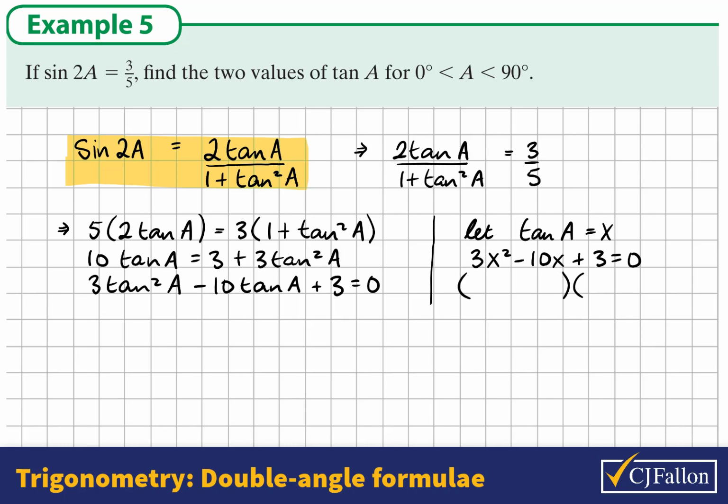So we'll factorize this expression to solve it. We see that the factors that work are going to be 3x minus 1 and x minus 3. So this gives us two solutions for x. So if 3x minus 1 was equal to 0, we'd have 3x is equal to 1 and x is equal to 1/3. The other solution, if x minus 3 was equal to 0, we'd see that x is equal to 3.